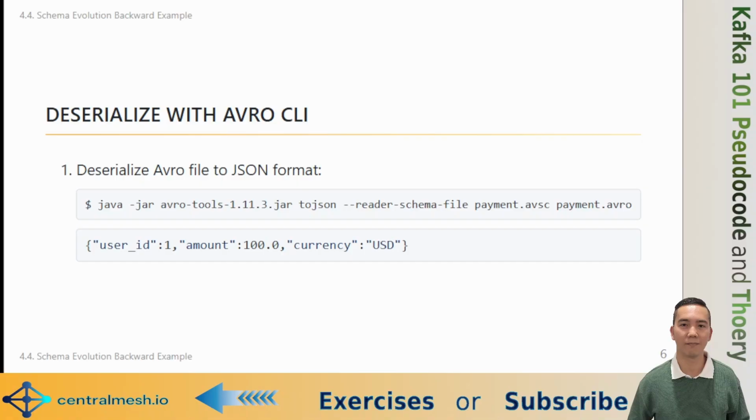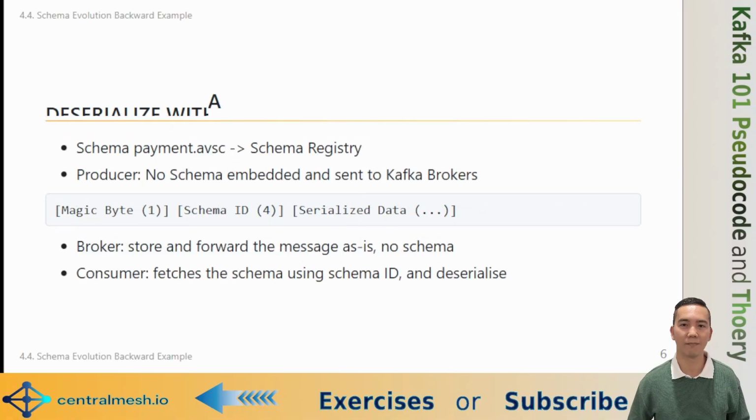After running the command, you should see the following output: user ID 1, amount 100, currency is USD. This is the JSON representation of the payment record that was originally serialized into Avro format. The data is now back in a readable format, ready to be processed or shared.